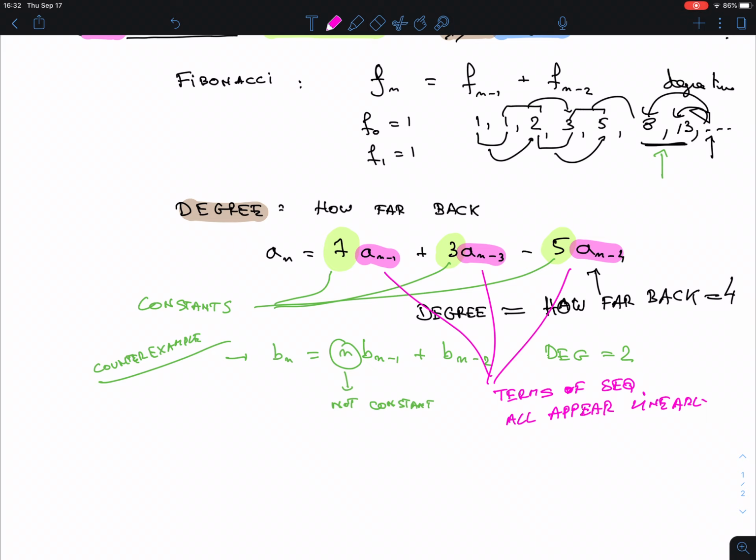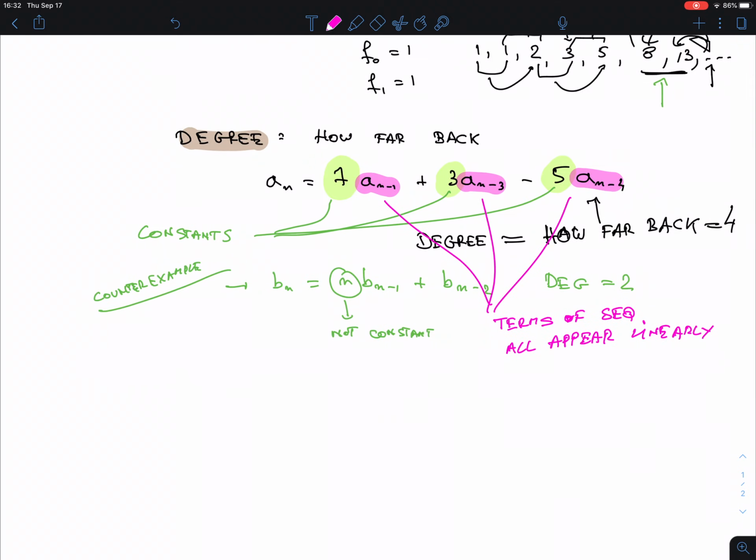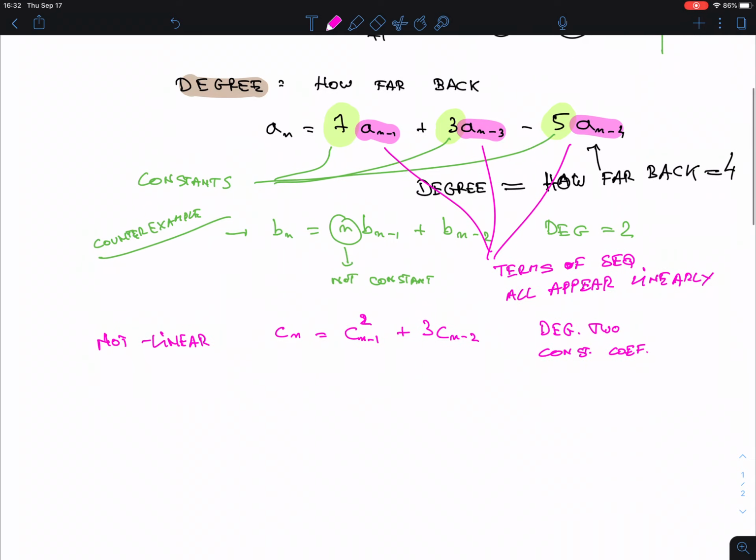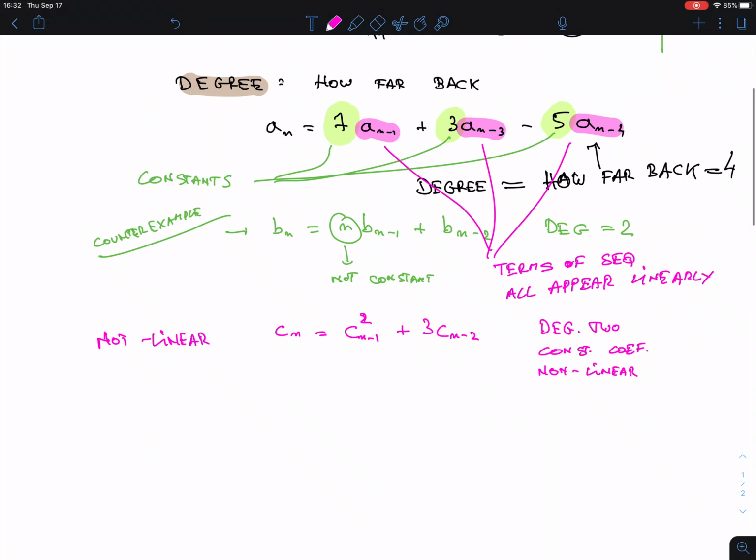Perhaps it's again better if I give you an example where it is not the case. Let me do another one, Cn. So not linear. The previous Bn was an example of a not constant. So now Cn here is an example: Cn = (Cn-1)^2 + 3Cn-2. This has degree 2. It has constant coefficients, because the coefficients are just 1 and 3, but it is not linear, it is non-linear, because we have squared this thing. We have squared this guy.